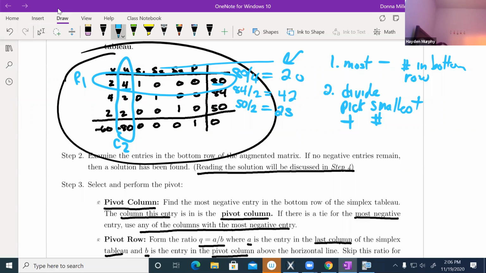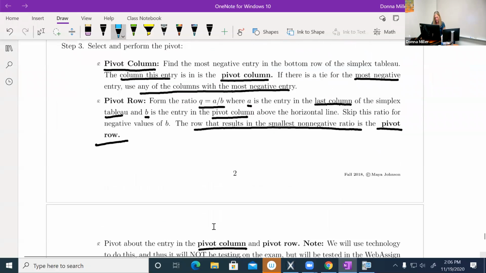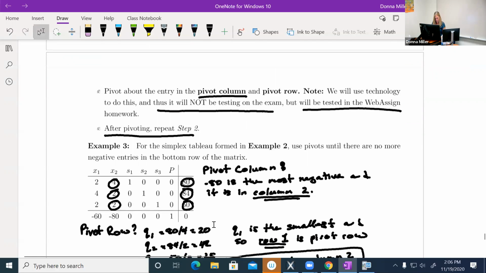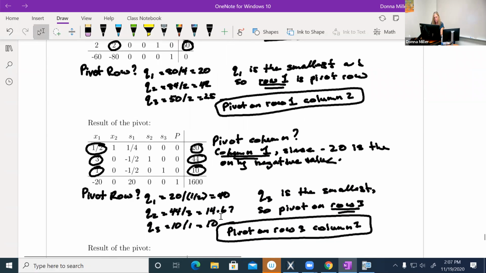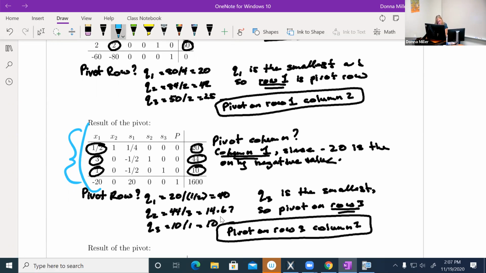I run the program, and it gives me something that hopefully, if he's doing it by hand, let's see. He ran it, and this is what he got, okay? Sorry for all the writing, I'm marking somebody else's notes here. All right, so I still have a negative number in the bottom, so I still have to pivot again. As long as I have a negative number in that bottom row, I must pivot, okay? So I have a negative, it's the only one, so this would be my pivot column. Is that all right?